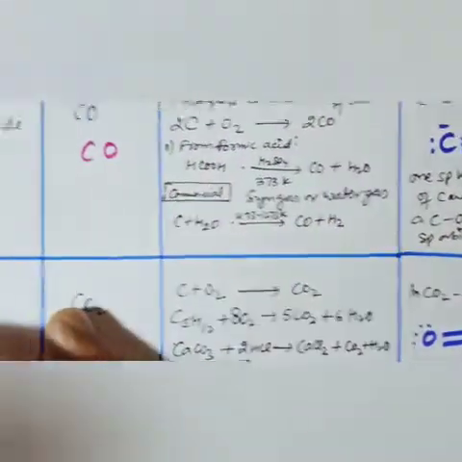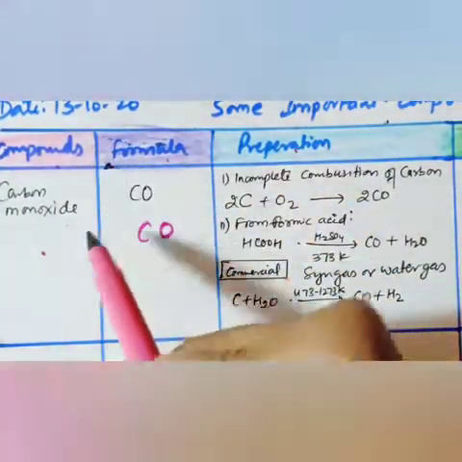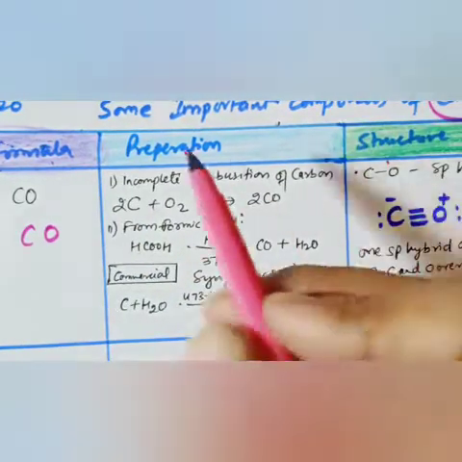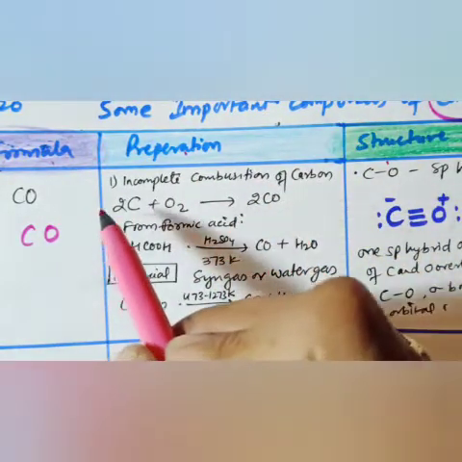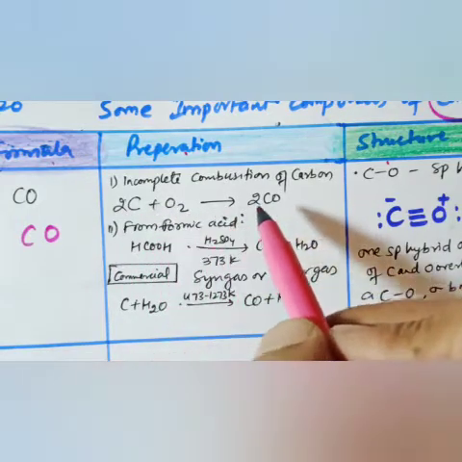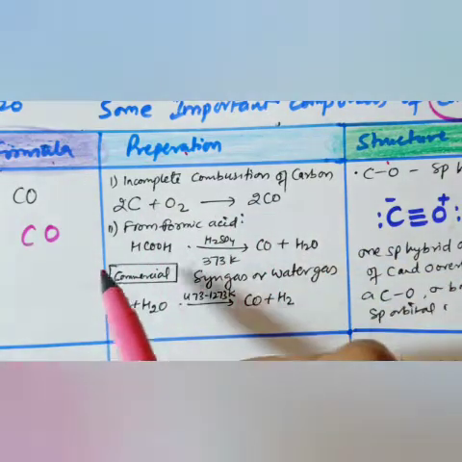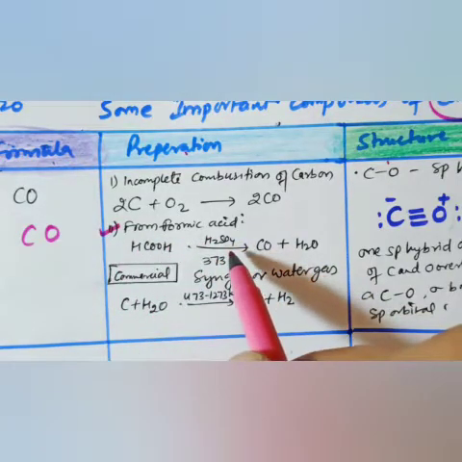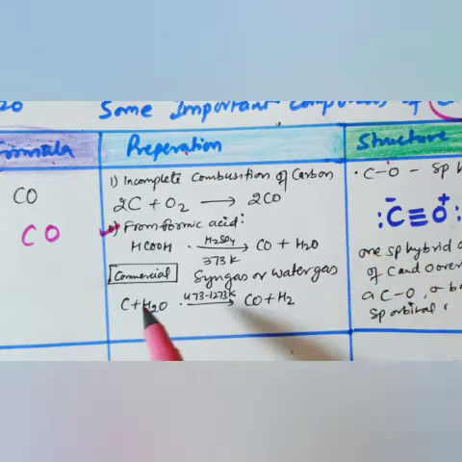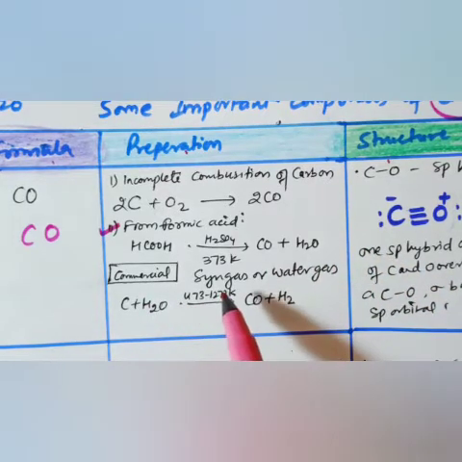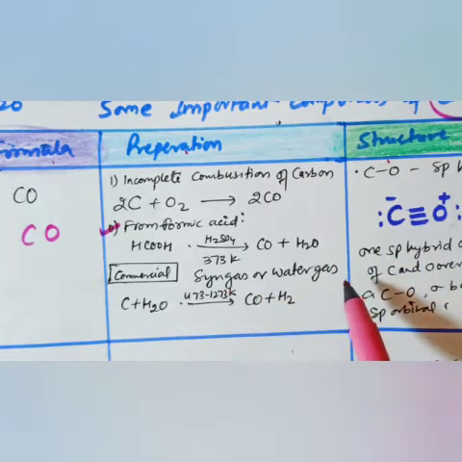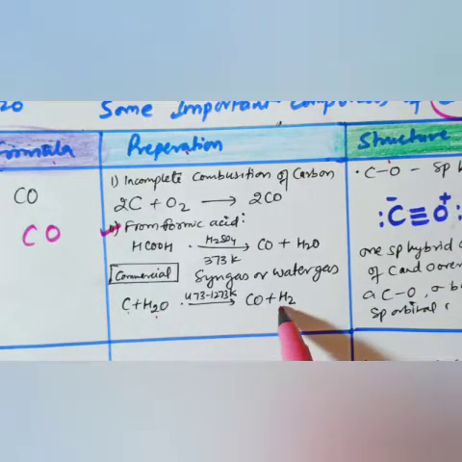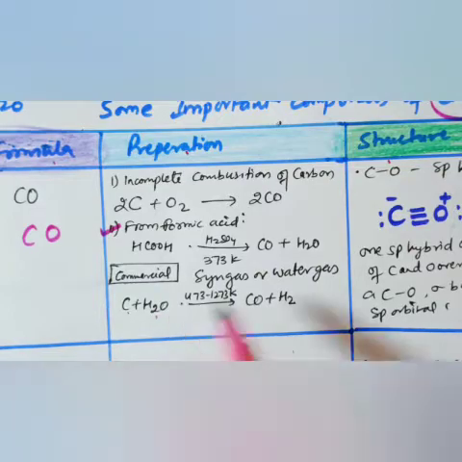You have heard about carbon monoxide for so many years. It is a gas produced by incomplete combustion of carbon. When 2C reacts with O2, it converts into 2CO. It can also be produced from formic acid. When formic acid reacts with H2SO4, it produces carbon monoxide and water. Commercially, it is produced by the syngas process, that is the water gas process, in which carbon reacts with H2O to give carbon monoxide and H2, which you did in the hydrogen chapter also.